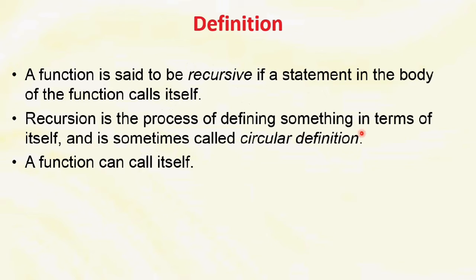Recursion is the process of defining something in terms of itself and is sometimes called a circular definition. So recursion is also called a circular definition because a function calls itself. That is given in the last point: a function can call itself. That is recursion. So see this structure. This is a function, and the name of the function is do. Here we have open and close braces. Inside we have many statements of this function. One of the statements is a function call which calls the same function. So the function calls itself. That is recursion.